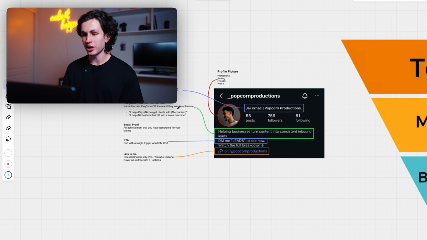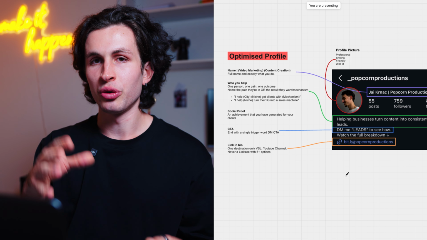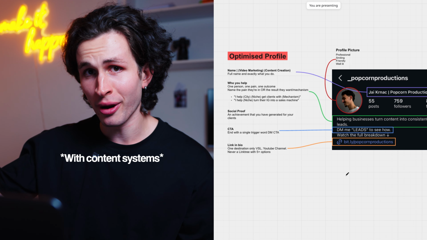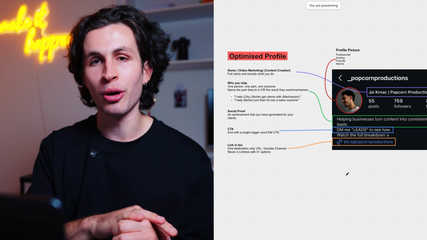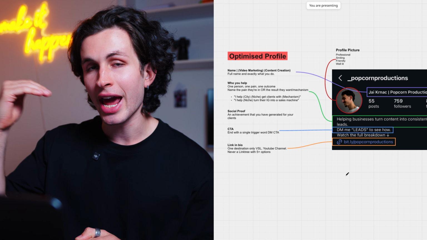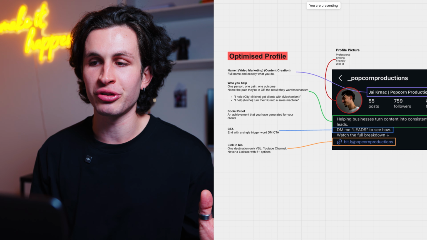Well, let me break down my client Jai's profile. Jai works specifically with barbers, and he helps barbers grow and scale their personal brand. And this is exactly how we've optimized his profile to speak directly to barbers and how to actually grow their personal brand. So firstly, let's just touch on his profile picture real quick.